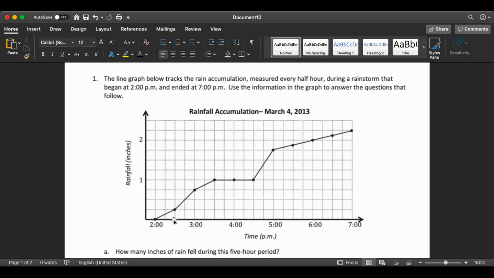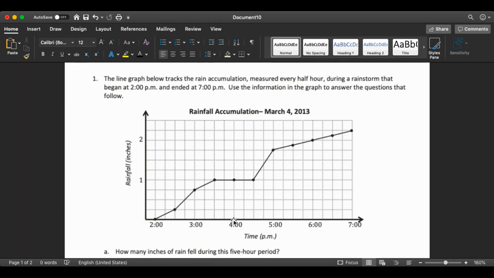That means if this is 1/2, this is 1/4 of an hour, right? And this is 3/4 of an hour. So if you were to split an hour into fourths, each fourth would be 15 minutes, right? So this would be 2:15, 2:30, 2:45, 3 o'clock, 3:15, 3:30, 3:45, 4 o'clock. Okay, so on the time, that's how it's divided up.